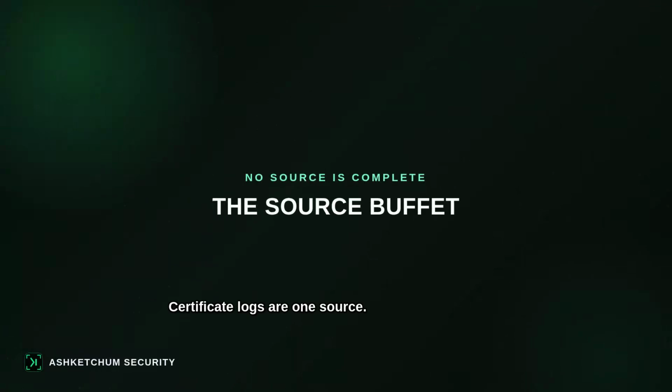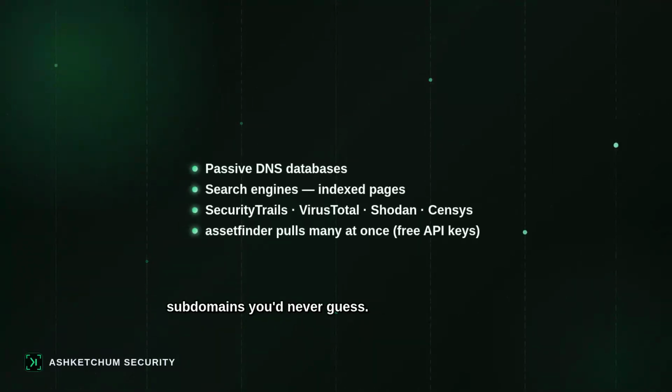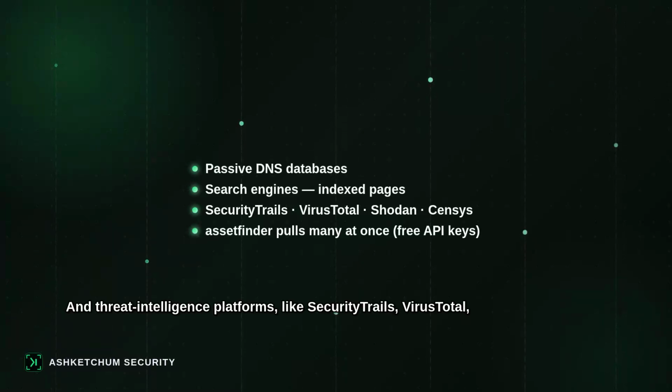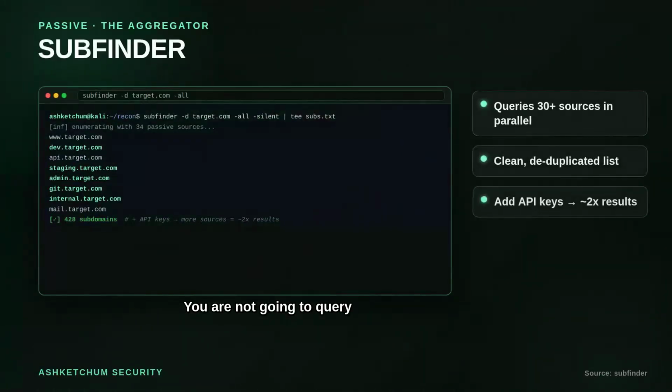Certificate logs are one source. There are dozens more, and each knows subdomains the others don't. Passive DNS databases record every domain that's ever resolved. Search engines have indexed pages on subdomains you'd never guess. And threat intelligence platforms like SecurityTrails, VirusTotal, Shodan, and Censys have massive historical databases you can query, most with a free API key. Tools like Assetfinder pull from a bunch of these at once. The lesson: no single source is complete, so the real skill is combining many of them.